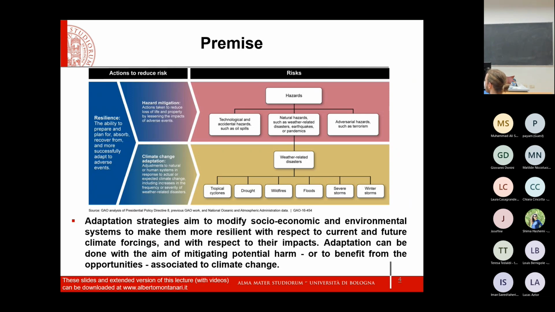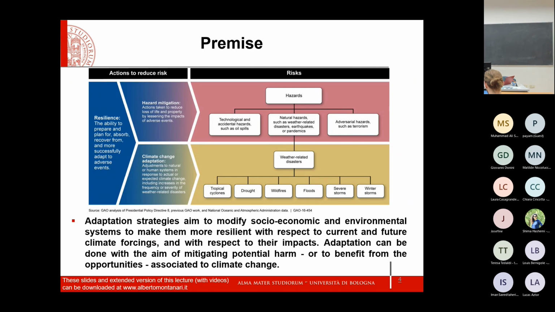Now, let's focus on climate change adaptation. First of all, you see that in the upper row, with the pink background, a general classification of hazards, which are classified here as social hazards, like terrorism, technological hazards, such as industrial hazards, industrial risks, and natural hazards. Natural doesn't mean that they are not human-induced. Natural means that they are related to the environment. They are caused by environmental processes.